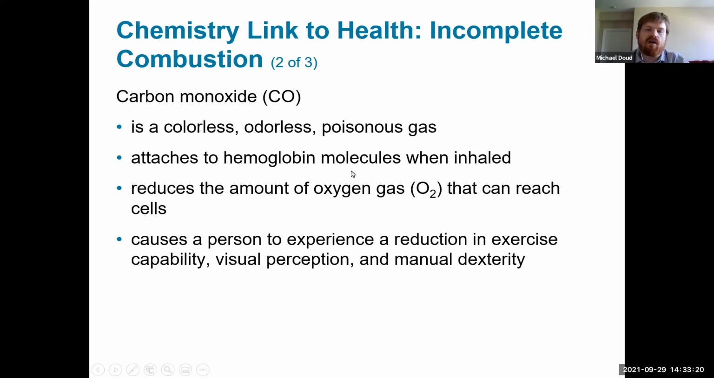Now, the problem is carbon monoxide is itself a colorless, odorless, and poisonous gas. And when you inhale it, it attaches almost irreversibly to hemoglobin molecules. So hemoglobin, you've probably heard of before. That's the oxygen carrying system in our blood. And it does a dual role, right? When hemoglobin gets close to the lungs, it picks up oxygen from the lungs, and then it's pumped by our blood throughout our whole bodies, to everywhere that needs it, from our brain to our toes.